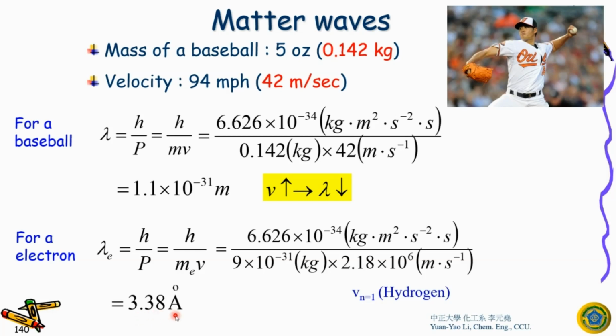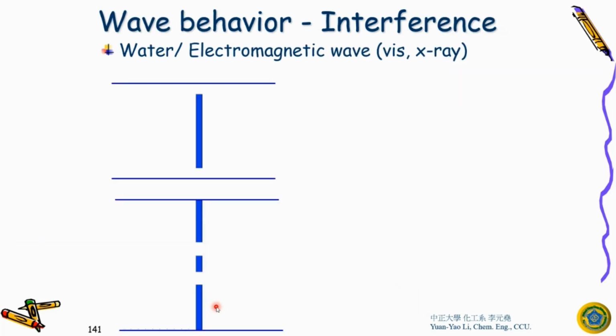So in the atomic angstrom scale range, you'll be able to see the wave behavior of the electron, in a very small scale. Even in a very small scale, you still cannot see it for the baseball, because the wavelength is too small. But this one is detectable. So how are we going to prove this wavelength? By interference. If you have electrons and they show interference, that means what? That means the electron has the behavior of a wave.